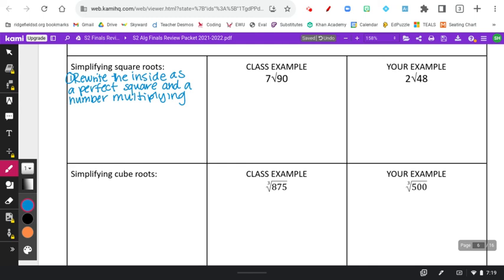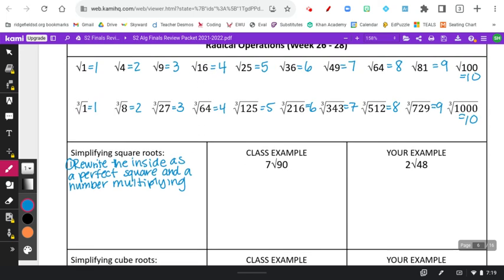So if we look at this class example here, I'm going to look at the number 90 because that's the one on the inside, and I'm going to figure out which one of these perfect squares, the numbers on the very top here, divide evenly into 90 so that it can be a perfect square times another number. If I had tested some of these out, one of the ones that I know is going to work is 9 times 10. And that works because 9 is a perfect square. So I'm going to rewrite this as 9 times 10 on the inside.